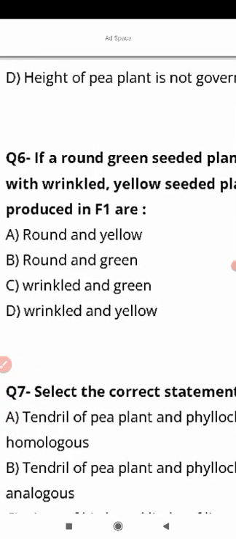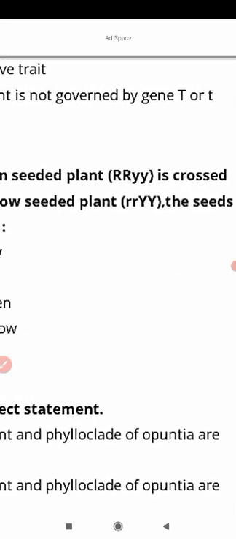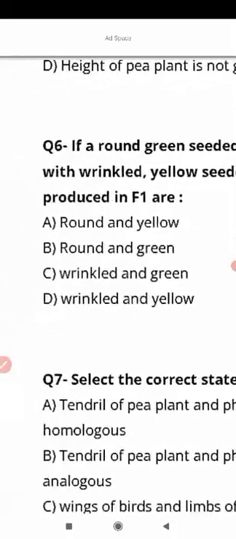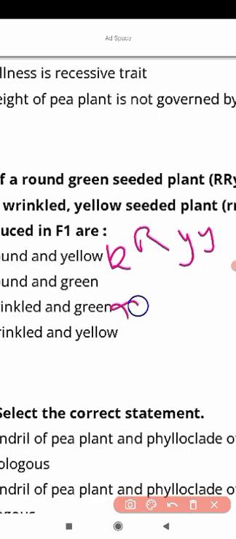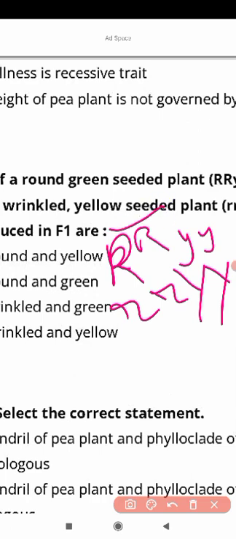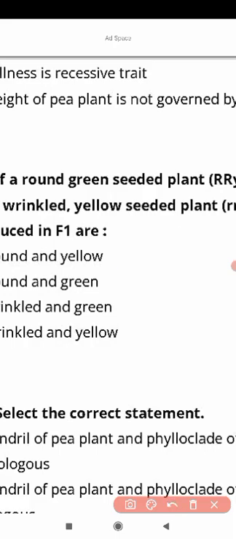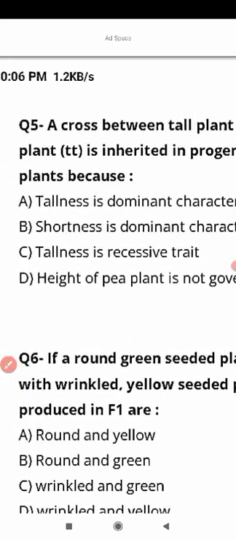Question number 6, a round green seeded plant is crossed with the F1 generation. In F1 generation, what will happen? See, this RR, YY, and RR, YY. So you are looking at this capital letter. Capital letter means dominant character. So in F1 generation, all will be round yellow. Okay. So dear student, you have to be confirmed about these questions and come to the 5.